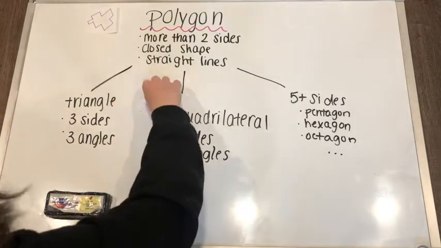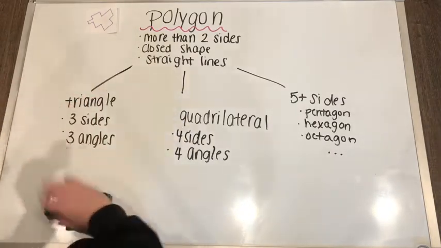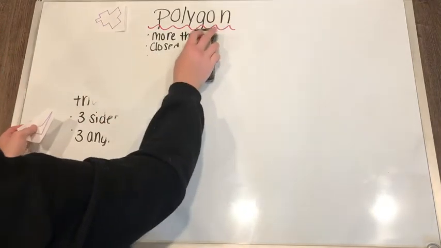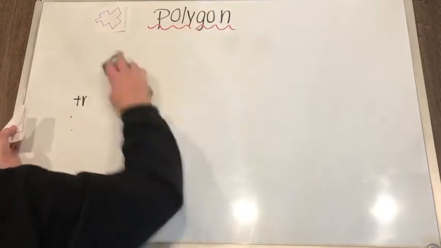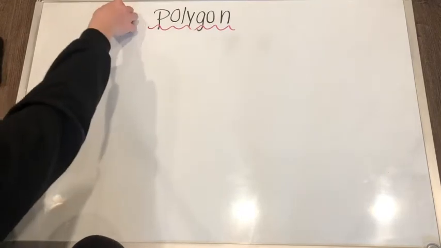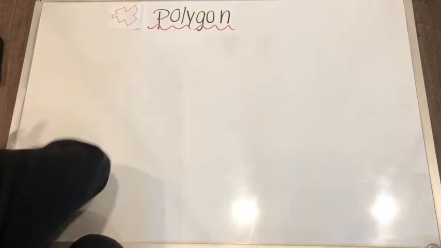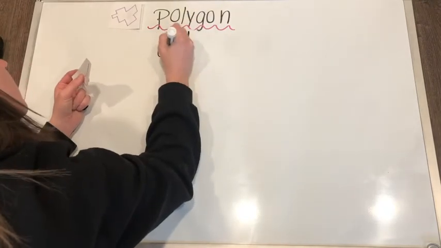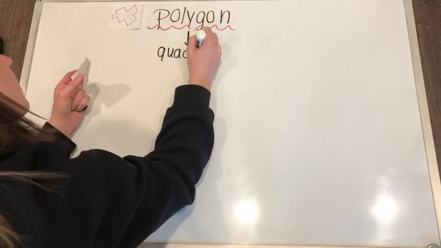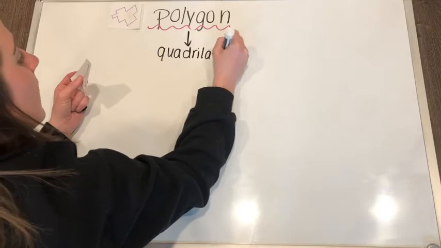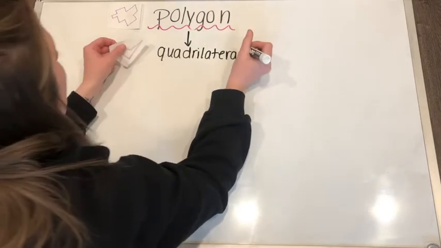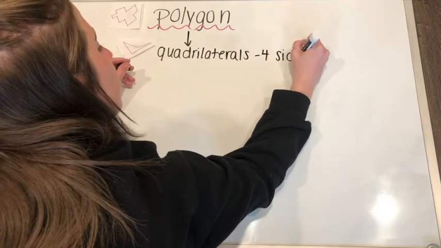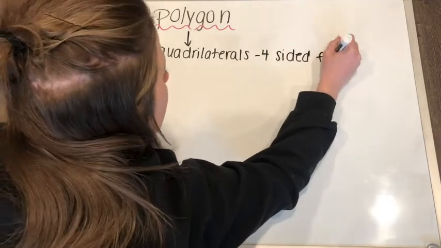So I'm going to erase some of these. And let's talk about quadrilaterals. So I'll keep this here. Quadrilaterals are 4-sided, and there are a bunch of different shapes that fall under quadrilaterals. So a 4-sided figure, or 4-sided shape.